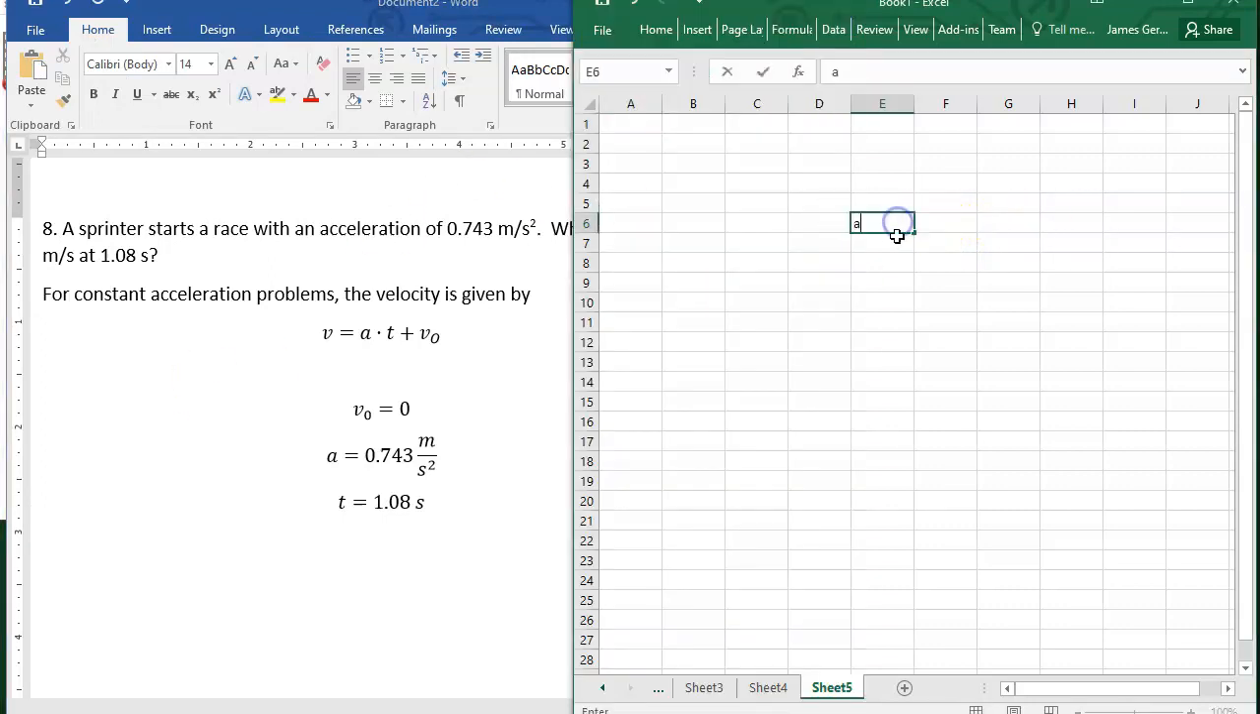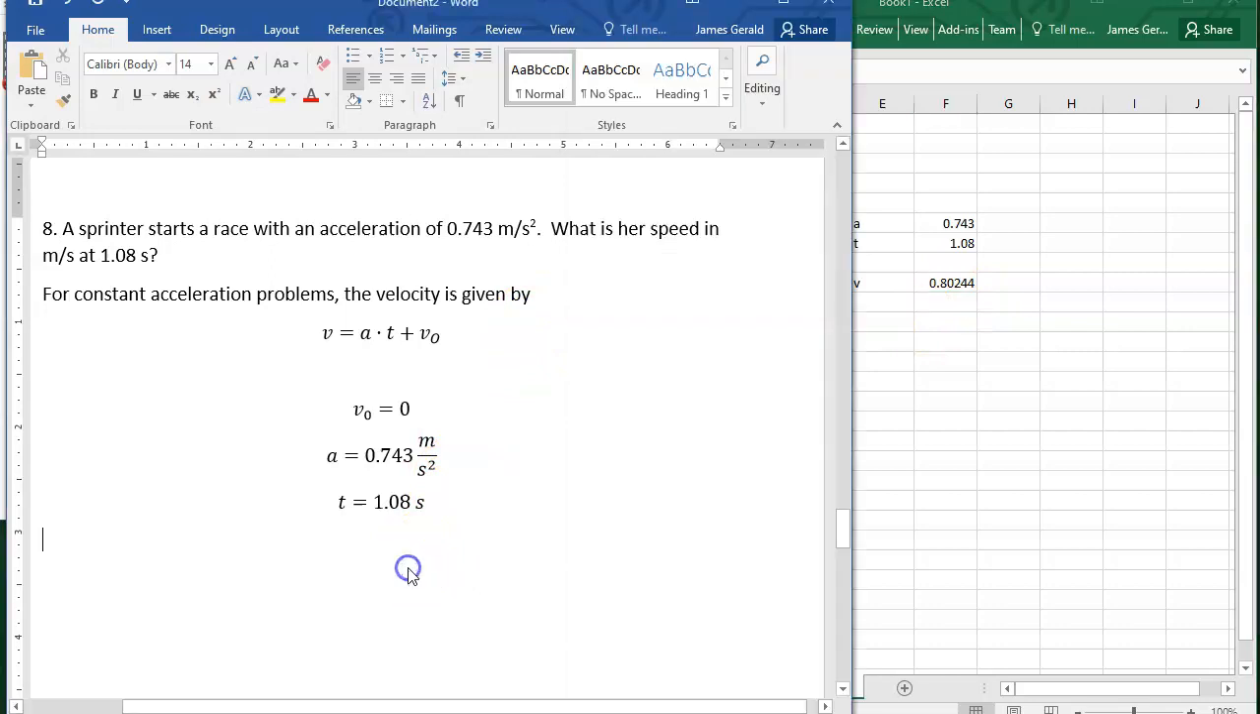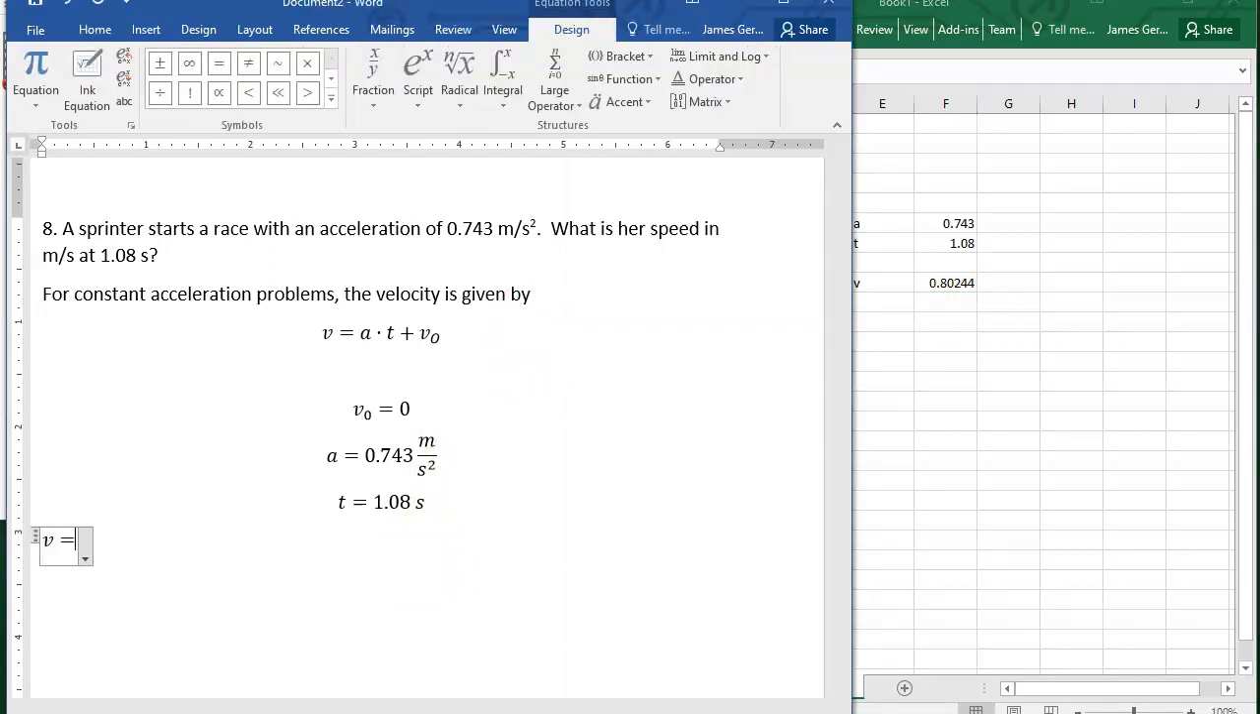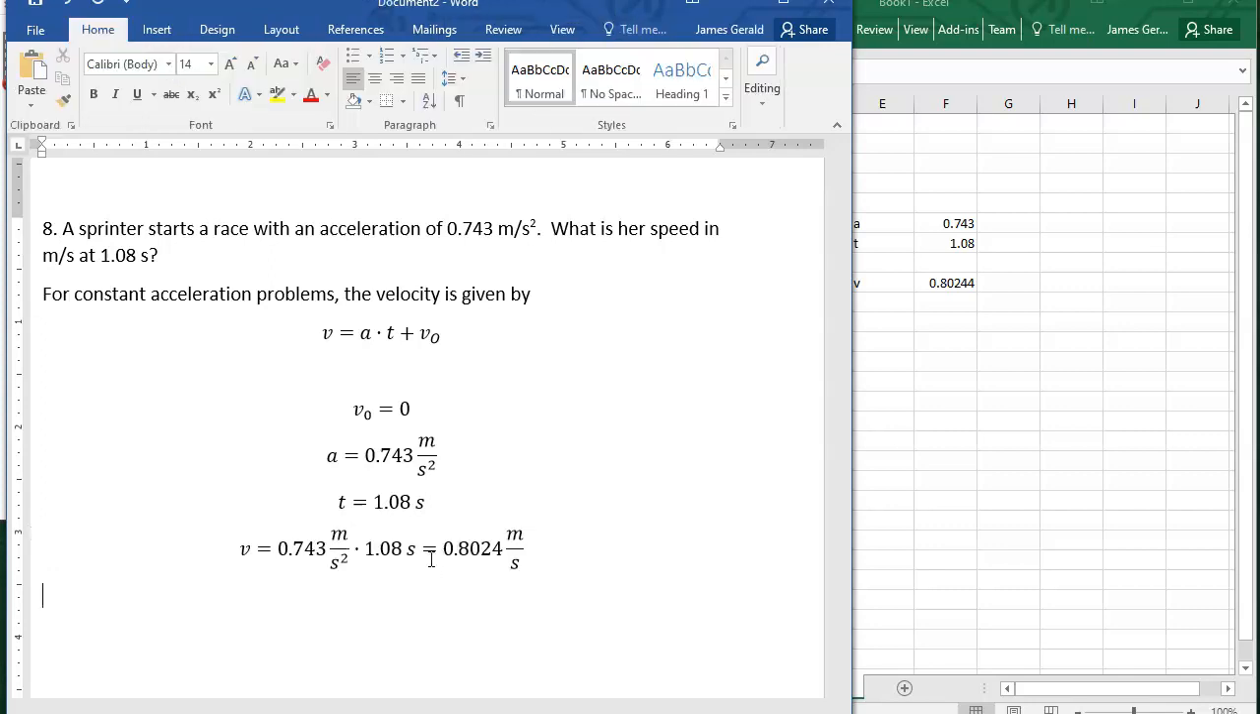I'm going to go over here to Excel: a, t. I'm not going to worry about v naught since it's 0. 0.743 and 1.08. And the velocity at the end of that 1.08 seconds is just the acceleration times the time, right? a t, 0.8024. So we get v equals 0.743 meters per second squared times 1.08 seconds is 0.8024 meters per second. And that's this problem.